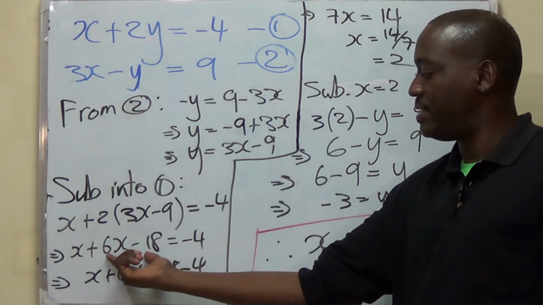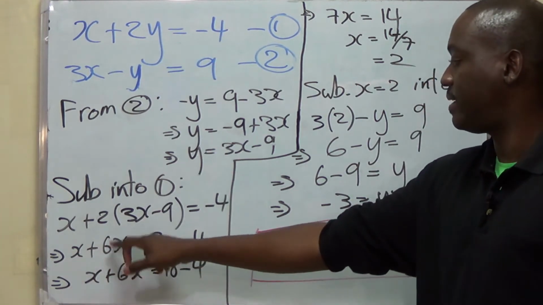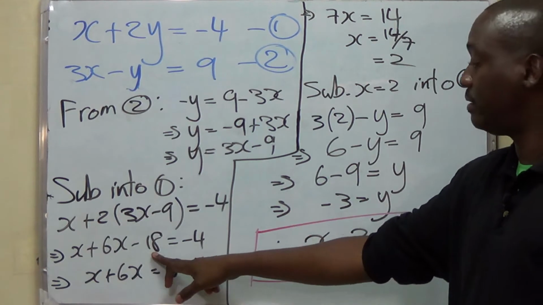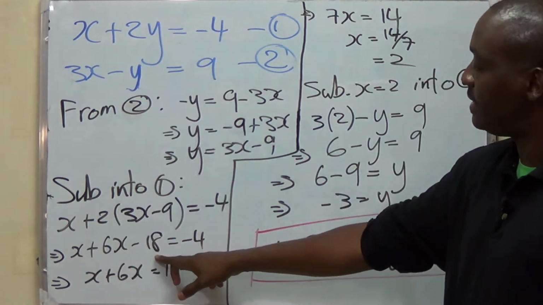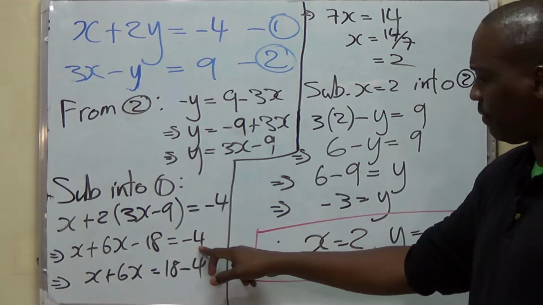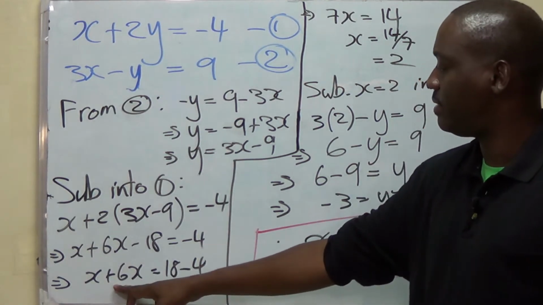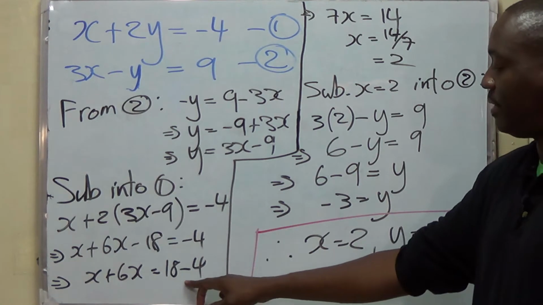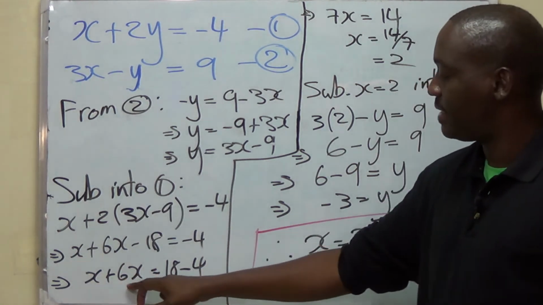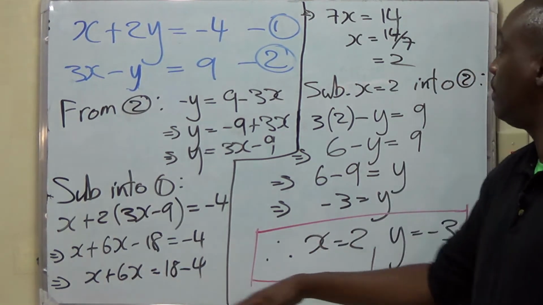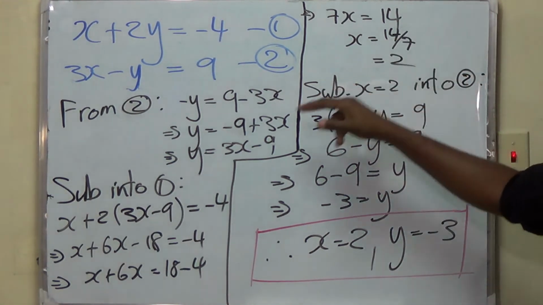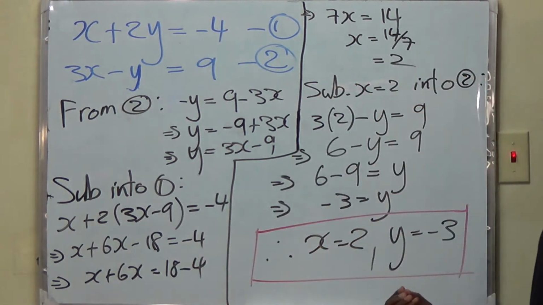So you do a little expansion here. x plus 6x, 2 by 3x is 6x, 2 by minus 9 is minus 18. So x plus 6x minus 18 is equal to minus 4. So you have x plus 6x. You take the minus 18 from here and carry it across to give you plus 18. So x plus 6x is equal to 18 minus 4. Of course, we know that 18 minus 4 is 14. We know that x plus 6x is 7x.